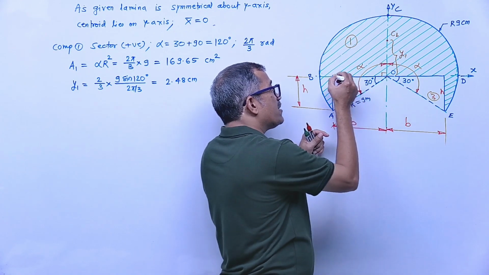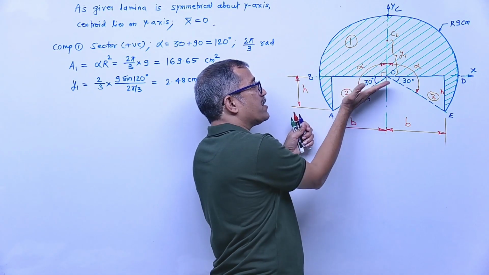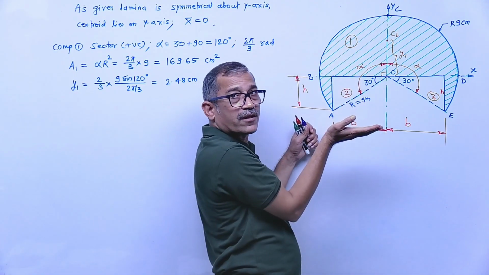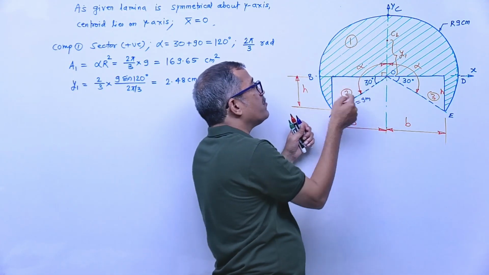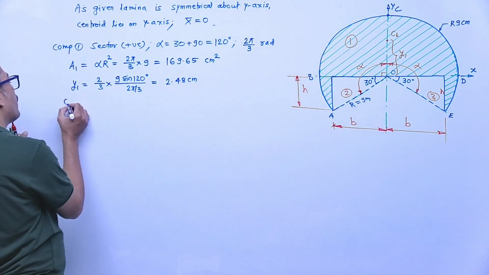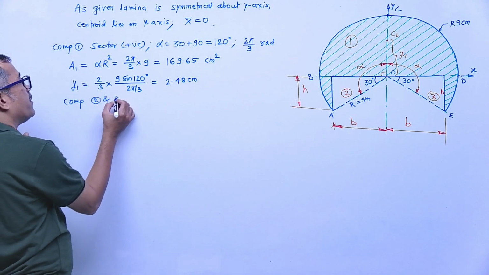Now for the second and third components, see, this one is r equal to 9 centimeters. Now this dimension is what? Base. So what will this be? The adjacent side, means r cos 30, the horizontal dimension, correct? And this is the opposite side, means r sin 30. For the triangles, components 2 and 3 are symmetrical, right?